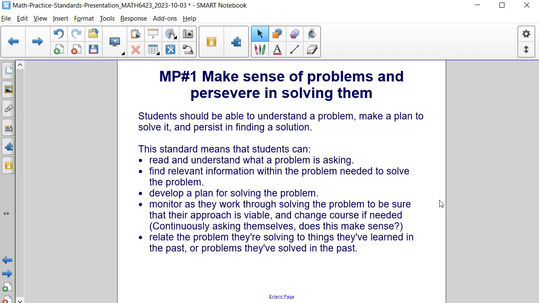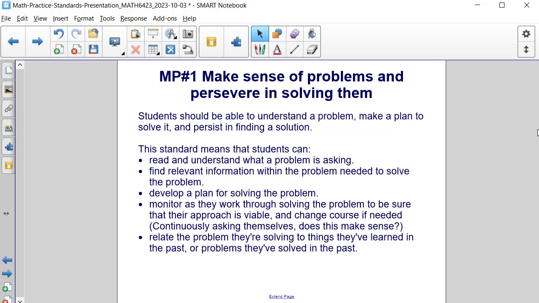And you can actually enforce that in your students, like as you're teaching them a concept and you're solving a problem, ask them while they're solving, or even when you have the final answer, does this answer make sense? Does it fulfill the requirements of this word problem? And then you can also relate the problem that they're solving to things that they've learned in the past or problems that they have solved in the past.